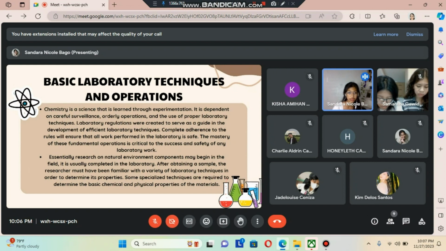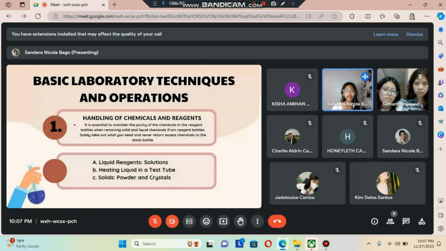Also, essentially, research on natural environment components may begin in the field. It is usually completed in the laboratory. After obtaining a sample, the researcher or student must be familiar with a variety of laboratory techniques in order to determine its properties. Some specialized techniques are required to determine the basic chemical and physical properties of the materials.